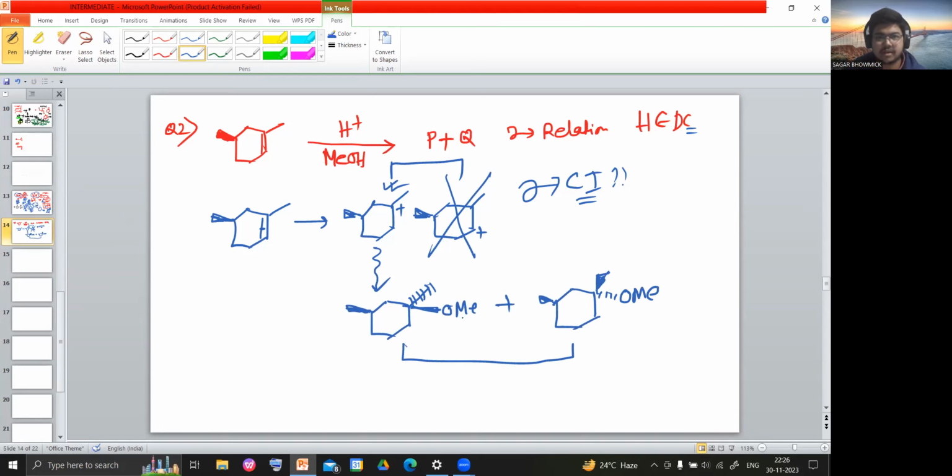Now what is the relation between them? You can easily tell. If this center is R and this center is R, so here the structure is RR, and here this is R, this will also be R because of the same configuration, but this center's configuration has inverted. So this is going to be S. So RR and RS, we know these are diastereomers.